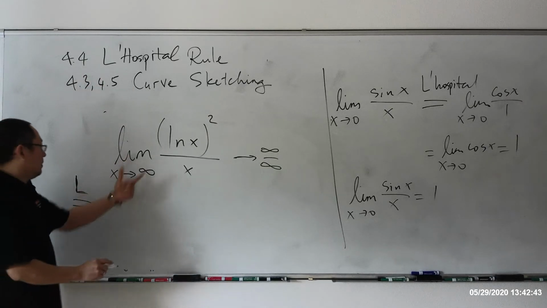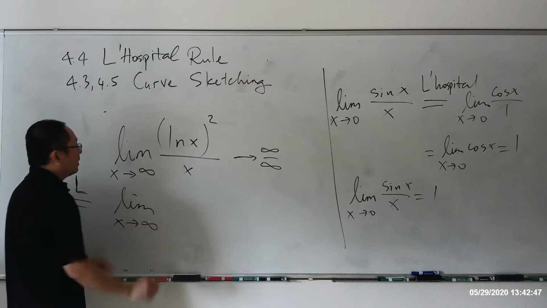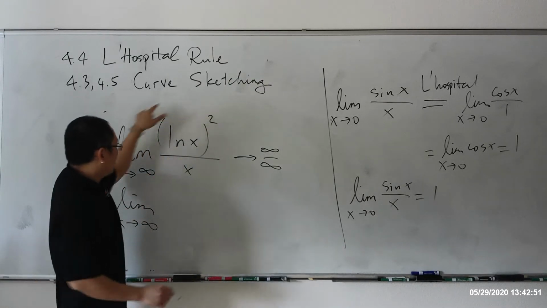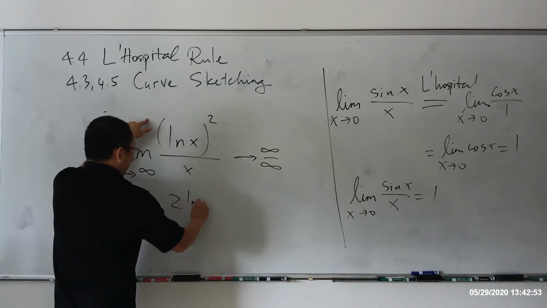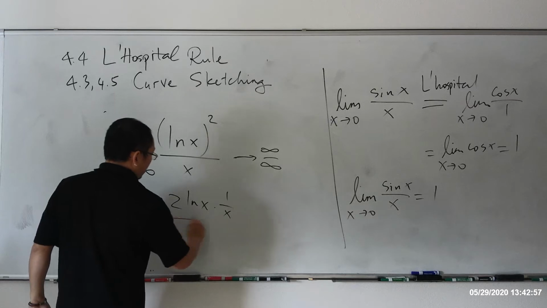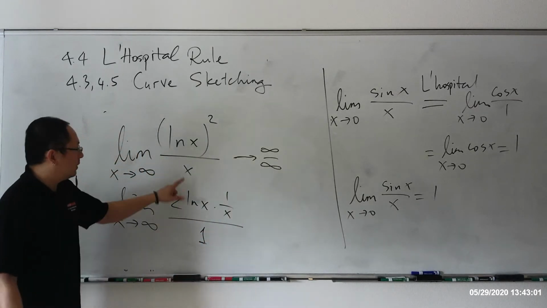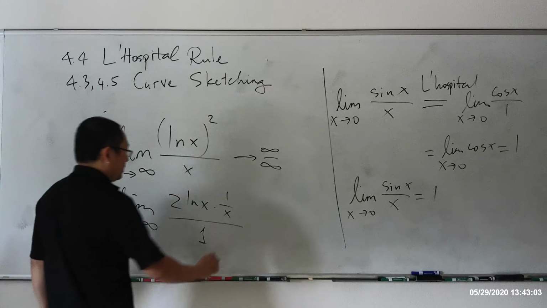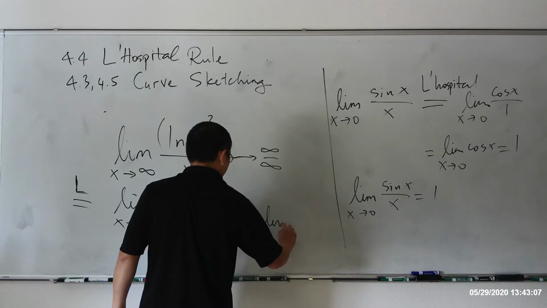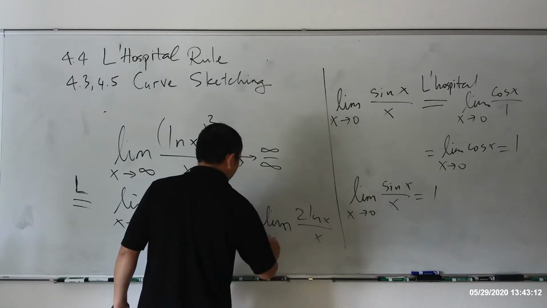By L'Hopital, this limit is going to be equal to the limit when x goes to infinity of the derivative of ln squared. I have to use the chain rule here: bring the 2 down, ln of x, and then times the derivative of ln of x, which is 1 over x, and everything divided by 1. You guys see where I got the 1 from? The derivative of x is 1. So this is the limit of 2 ln of x over x when x goes to infinity.